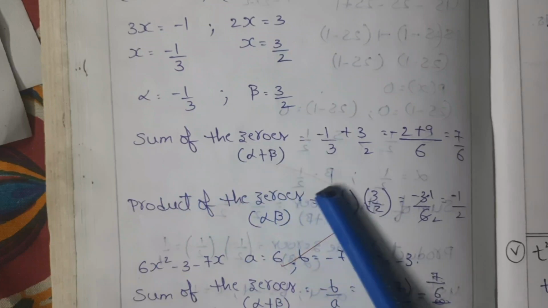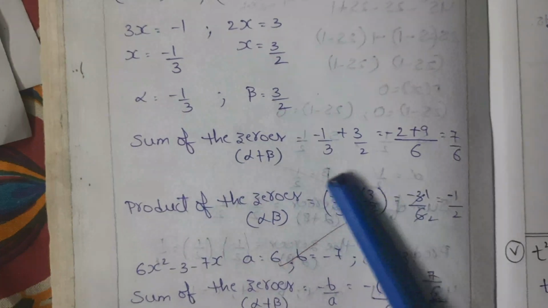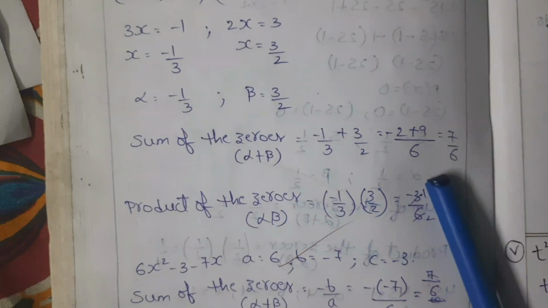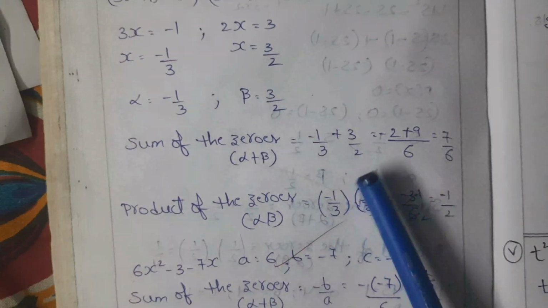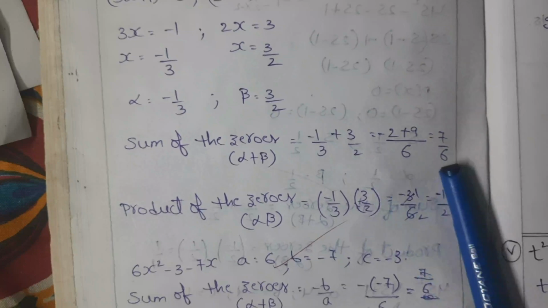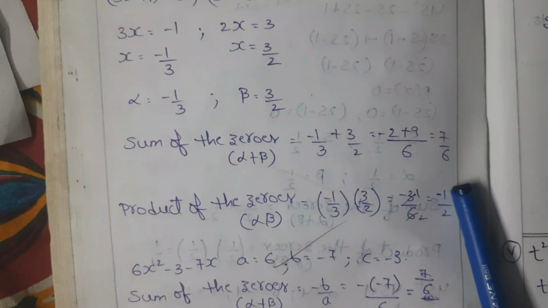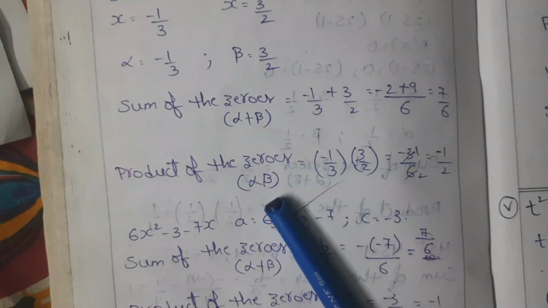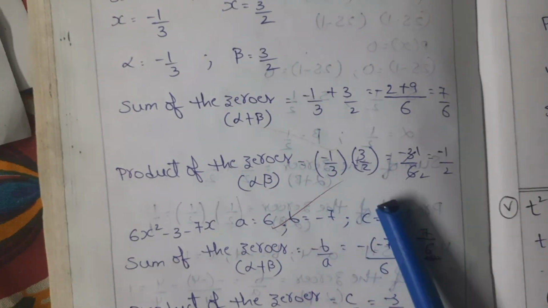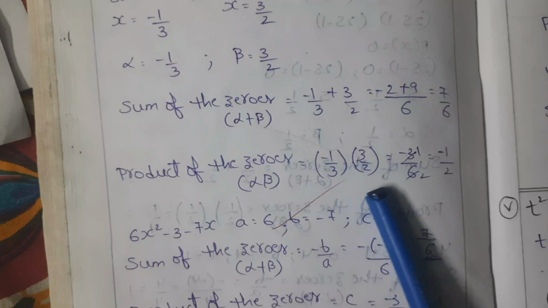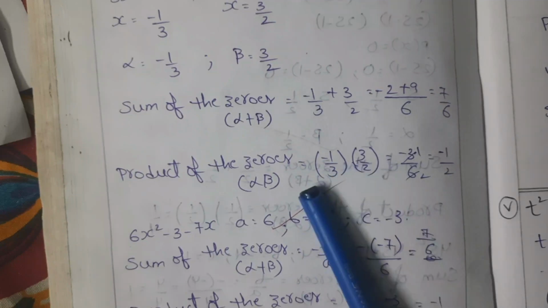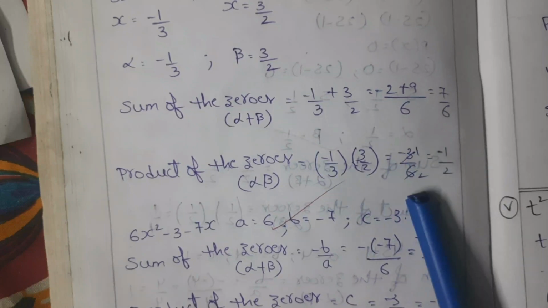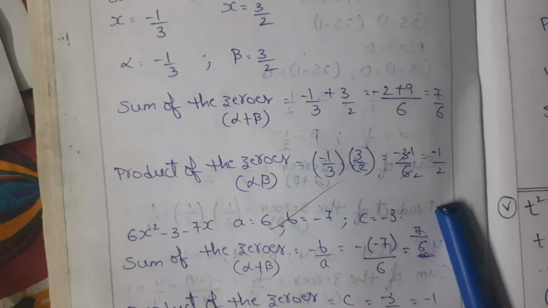So 2 zeros. Sum of the zeros means alpha plus beta, minus 1 by 3 plus 3 by 2. So do the LCM. 6 coming, minus 2 plus 9. So 9 minus 2 means 7 by 6. Product of the zeros, alpha beta. This means minus 1 by 3 into 3 by 2. 3 gets cancelled. Actually, you can multiply or otherwise you can cancel, no problem. 3 1s are 3, minus 3 by 3 2s are 6. 3 1s are 3, 2s are 6. That is minus 1 by 2.